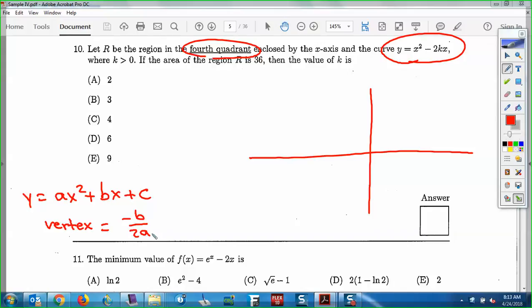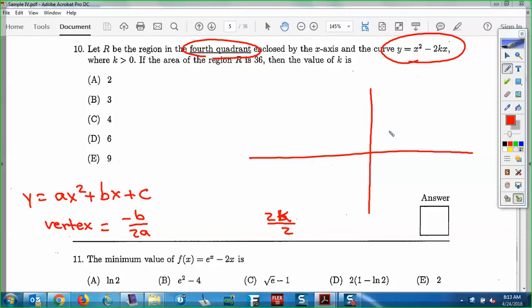Well, a lot of you took it in 8th grade. You may not have used it again, but that is where the vertex would be. Well, what's negative b in this case? 2k over 2a would be 2. So the vertex would be at k.